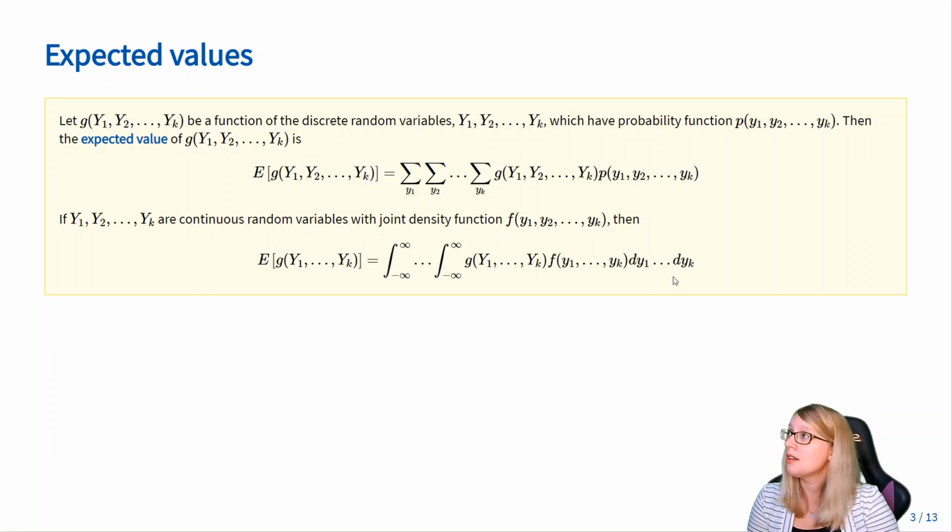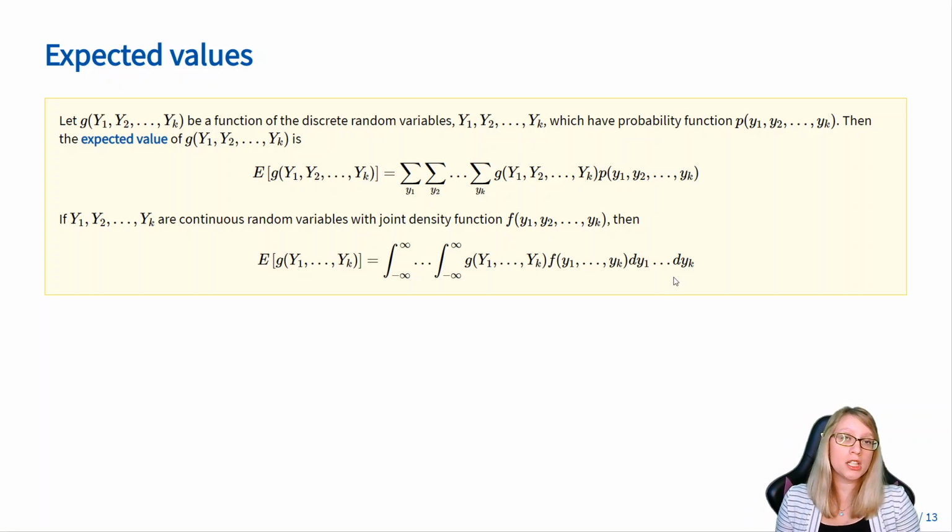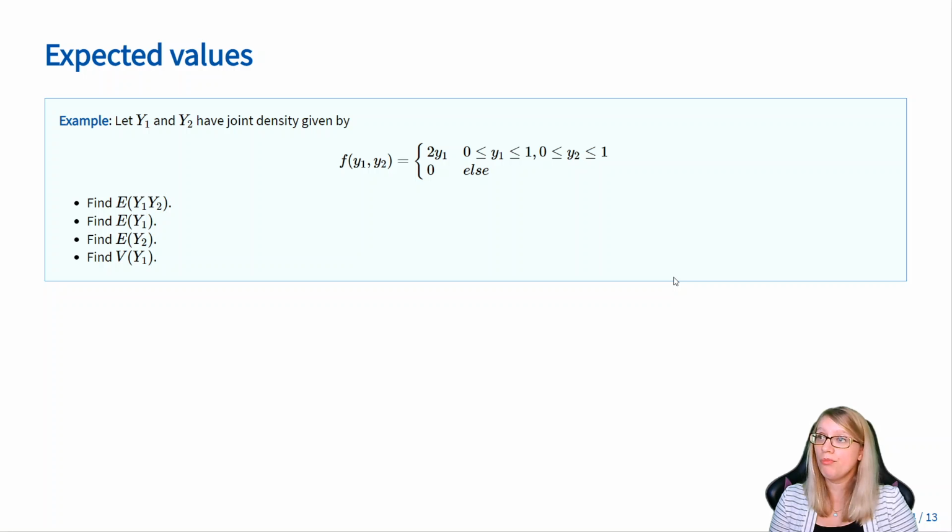Now here, notice something. We are no longer restricting ourselves in our definitions to joint distributions of just two variables. In theory, we can look at joint distributions all the way up through k random variables. Now this can get rather complex, but we can certainly do it. So let's take a look at an example here.